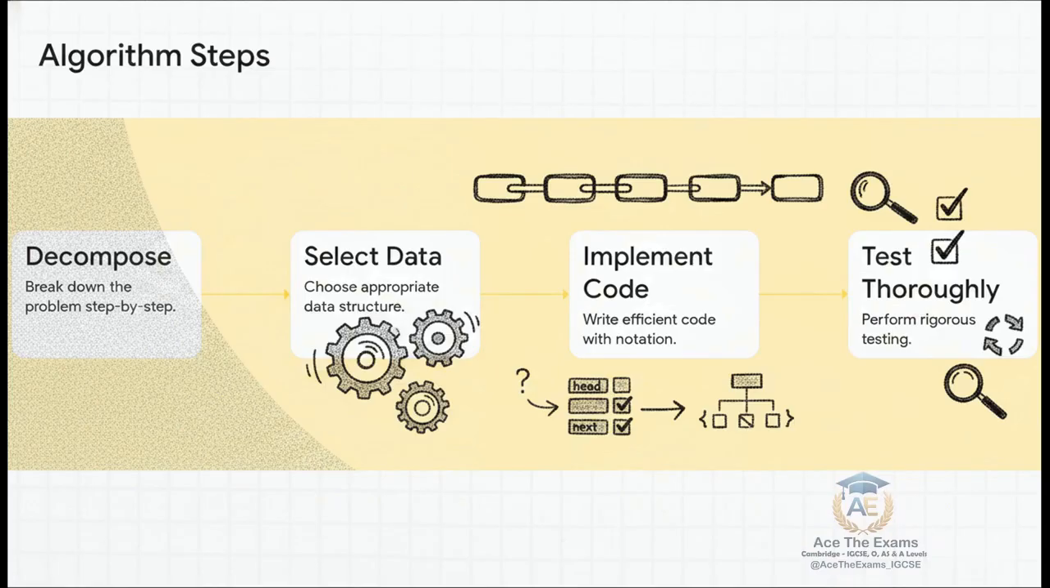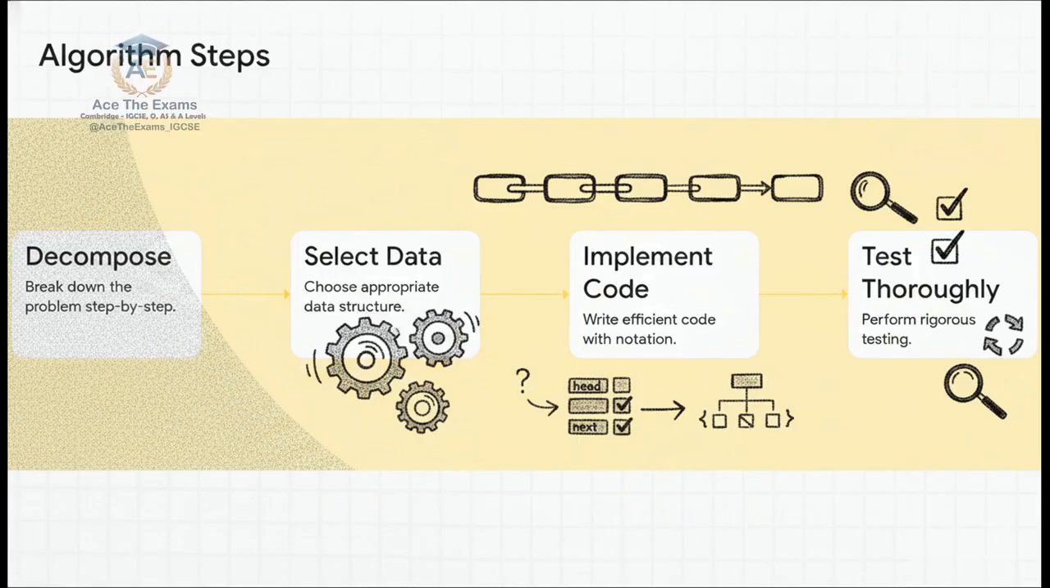Step 1 is step-by-step decomposition. If you have to insert a new node, what do you do first? You check if the free list pointer is null, right? Because if it is, the array is full. Step 2 is data structure selection, justifying why an array-based linked list is the right tool for the job. Step 3 is efficient code implementation using clear pseudocode notation. And Step 4 is rigorous testing.